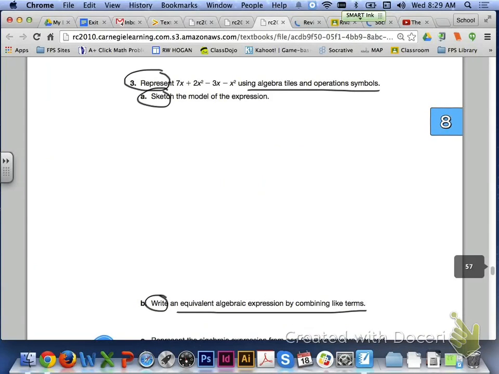Let's look at number 3 at the top of page 585. Represent 7x plus 2x squared minus 3x minus x squared, again using our colored pencils for our algebra tiles, and make sure that we include our operation symbols. Letter A, sketch the model again, and letter B, write the equivalent algebraic expression by combining the like terms.